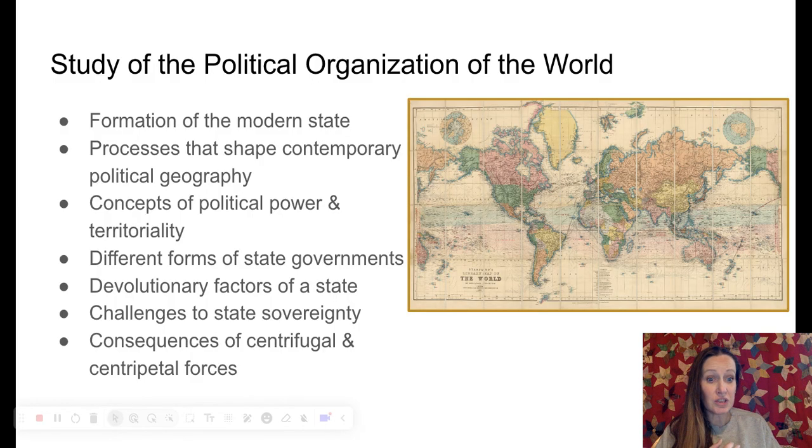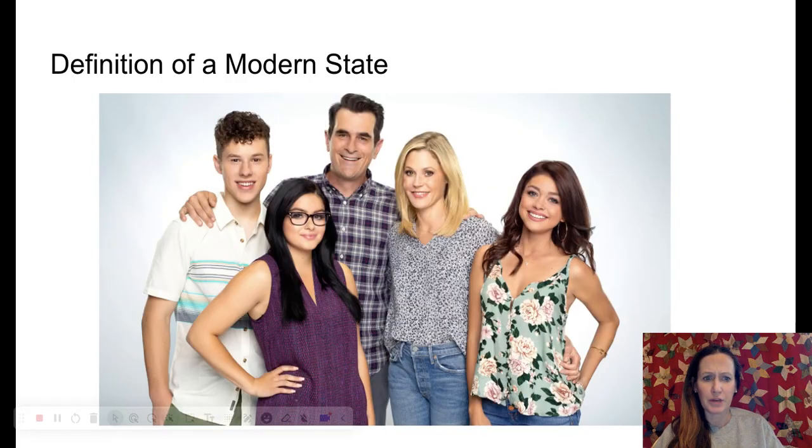What are the challenges to state sovereignty? We see this a lot on the news today, whether it's Russia challenging the sovereignty of Ukraine, or President Trump challenging the sovereignty of Denmark over Greenland, things like that. Consequences of centrifugal and centripetal forces. We learned about these forces when we did culture. I know you guys mentioned it the other day when we talked about words you do know from the vocab, so that was good. But how do they relate to politics? I think you'll find that pretty cut and dry.